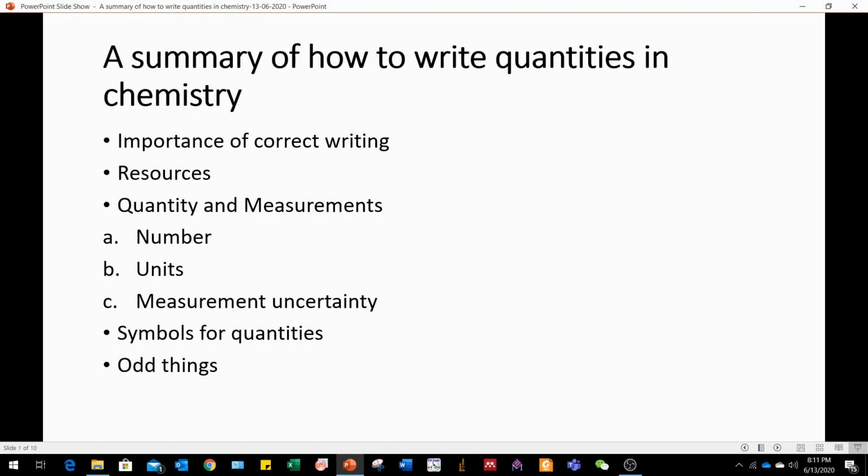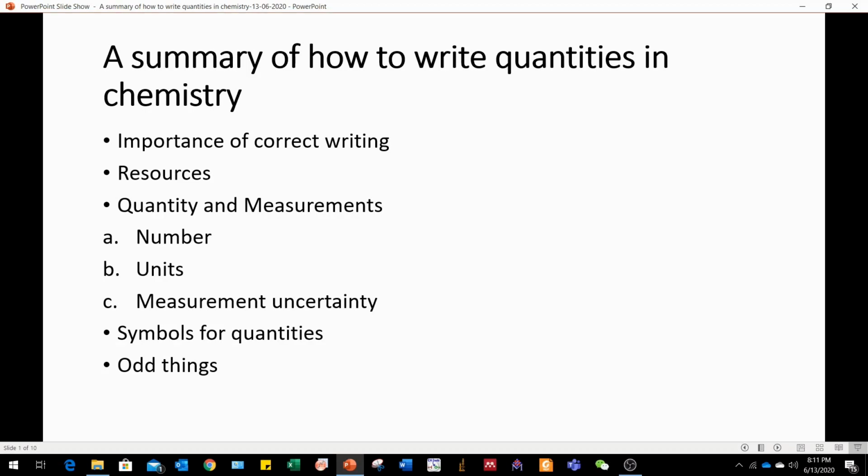Hello everyone. Today I will be talking about a brief summary of how to write quantities in chemistry effectively and professionally, so that your scientific writing is accurate according to the standards developed by IUPAC or other scientific communities. I will be emphasizing a few points.